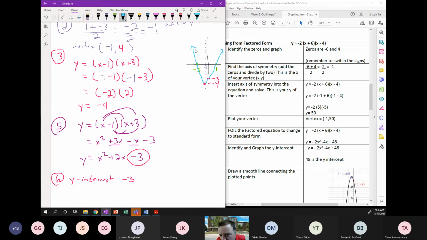Why is the vertex 4 and not -4? It is -4. I think I wrote it down here. Oh, sorry, I misspelled. There we go. I wrote it there. I plotted it there. I just forgot it right there. Yeah, you're right, Mia. Okay.